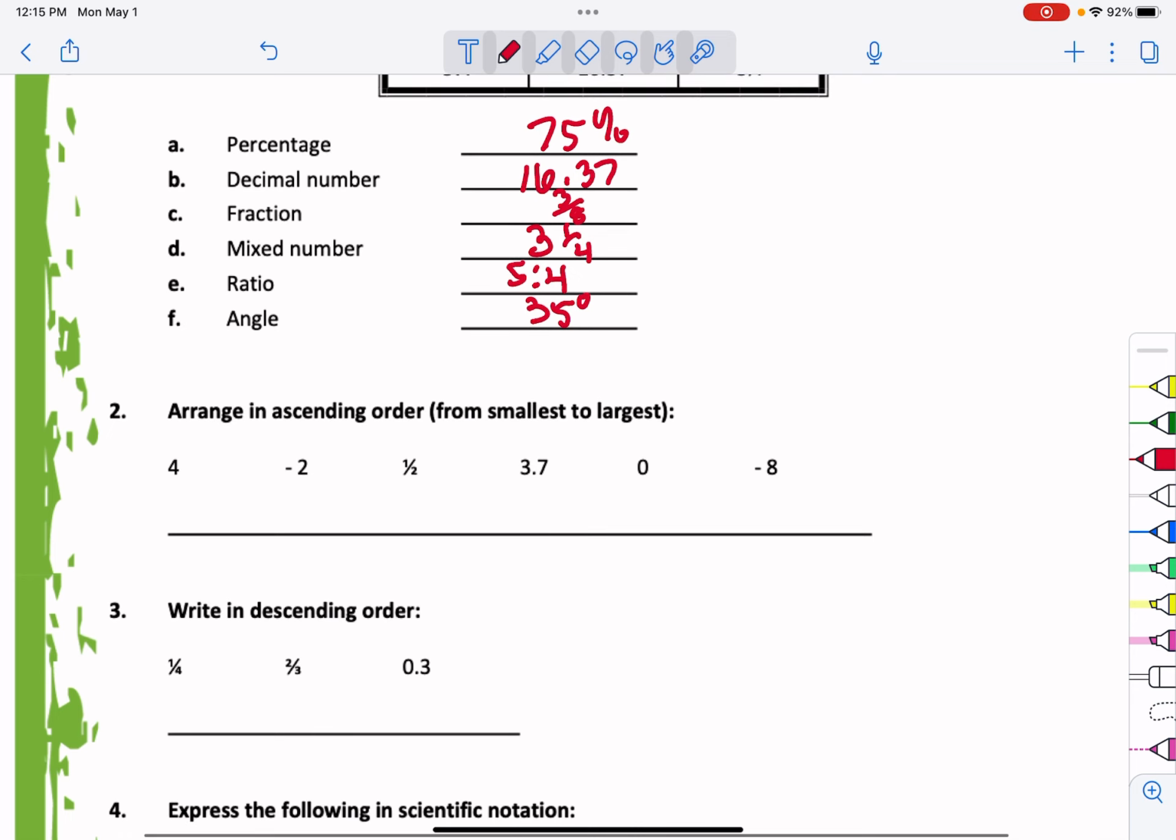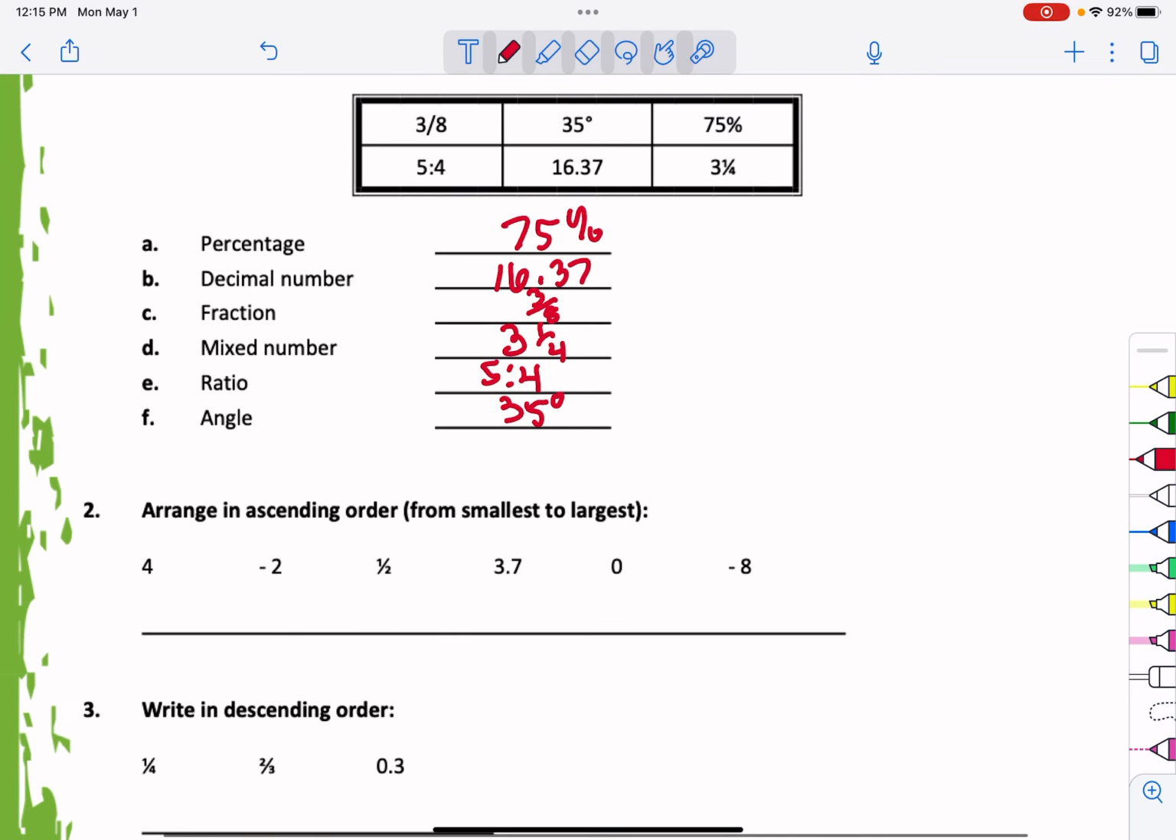The next portion here says to arrange in ascending order. So that means from smallest to largest. So negative numbers on a number line, let me just give you a little sample of a number line here. Negative numbers get more negative to the left. Positive numbers, excuse me, get more positive to the right. So if we arrange these, let's kind of think about where they would fall on a number line.